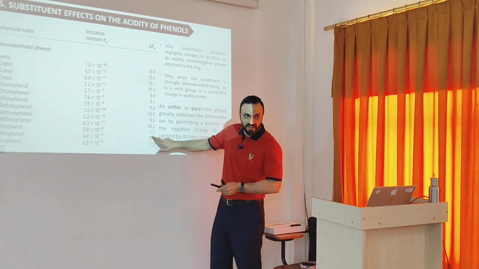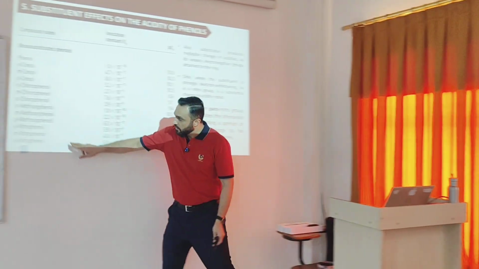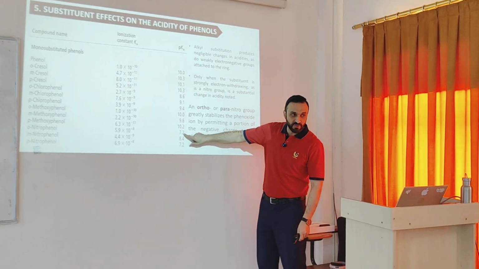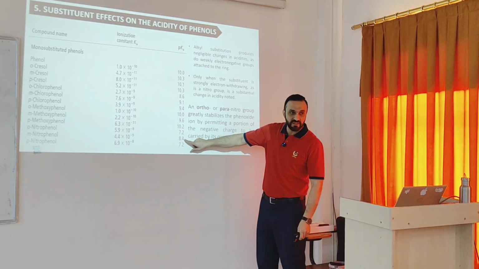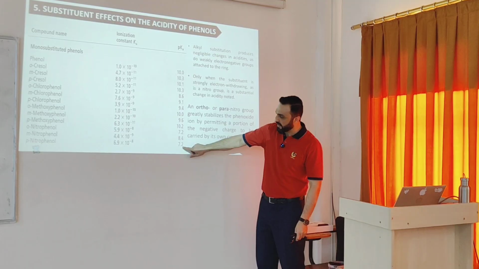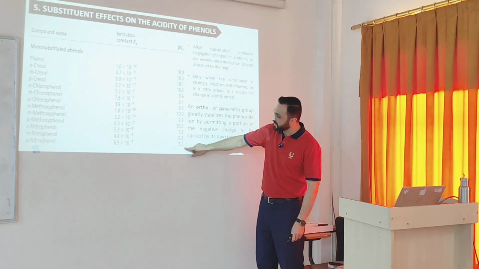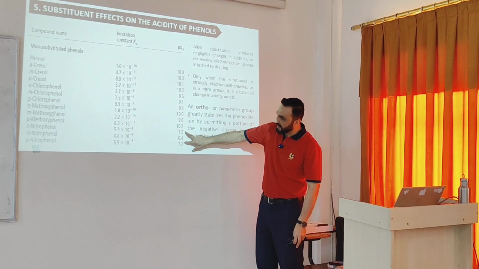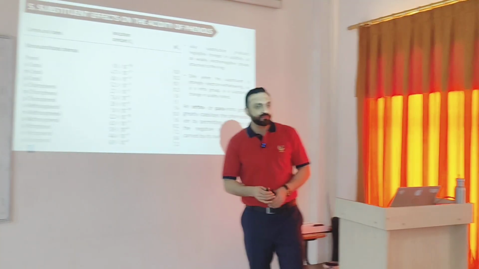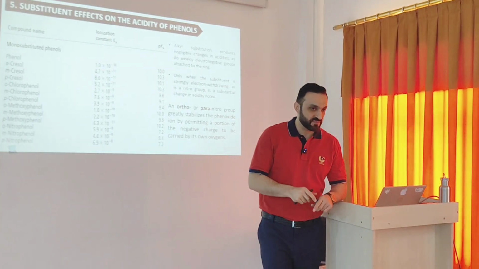Look at the nitro. We talk about the nitro. We have ortho, meta, para. Look at the ortho, 7.2. Look at the meta, 8.4. Look at the para, 7.2. Which is more acidic: ortho, meta, or para? Ortho and para. Meta is less acidic than ortho. Why? This is the question.